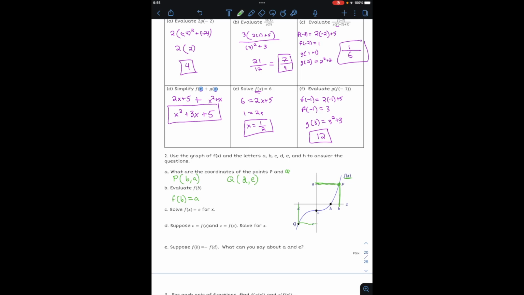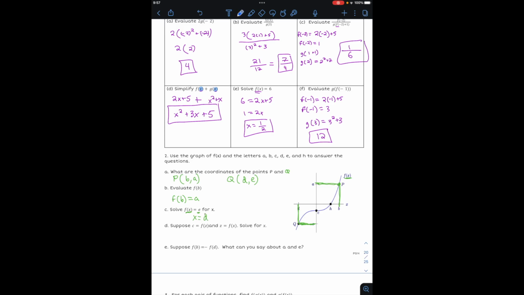Solve for f of x equal E for x. So that means when my output is E, when I get out E, I want to know what was my x. Well, to get out E, I would have had to have plugged in D. So the answer is x equals D.